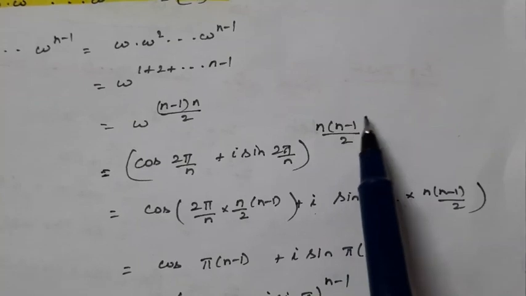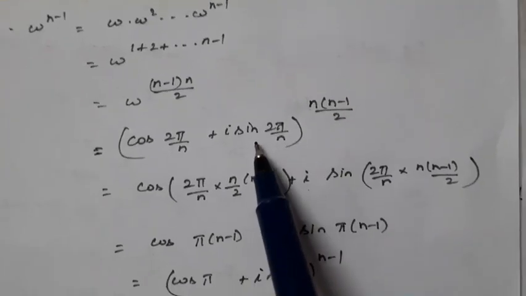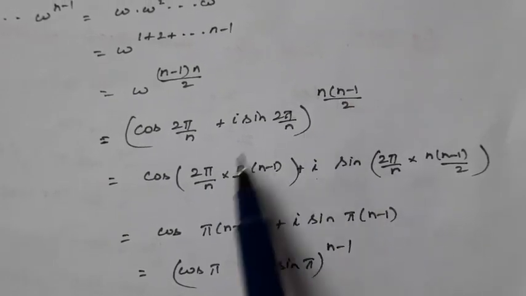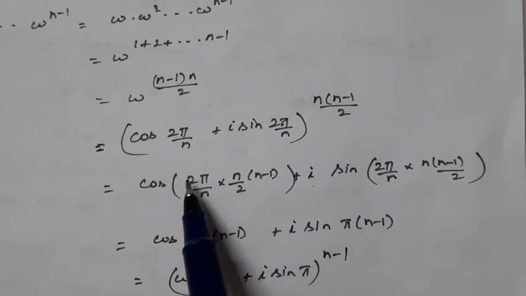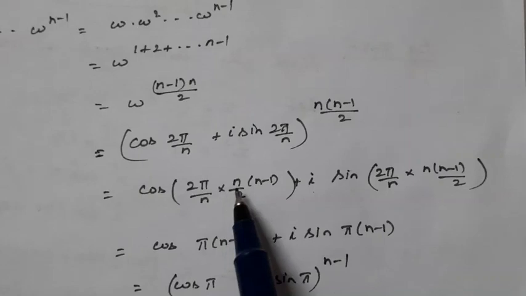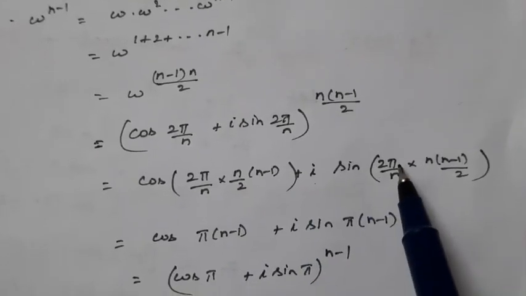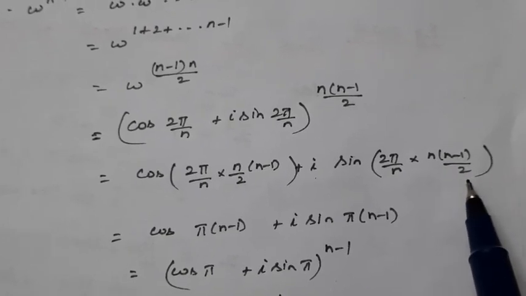As it is a rational power, we can apply de Moivre's theorem because it is true for rational powers too. So, let us multiply n into n minus 1 by 2 with the argument. So, it will become cos of 2 pi by n into n by 2 into n minus 1, plus i into sin of 2 pi by n into n minus 1 by 2.